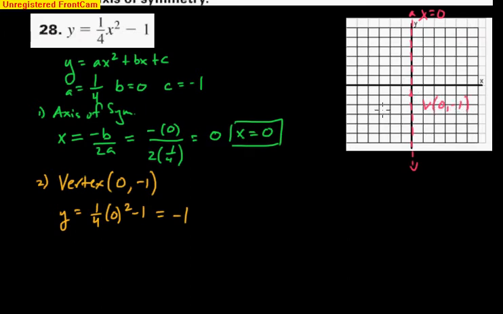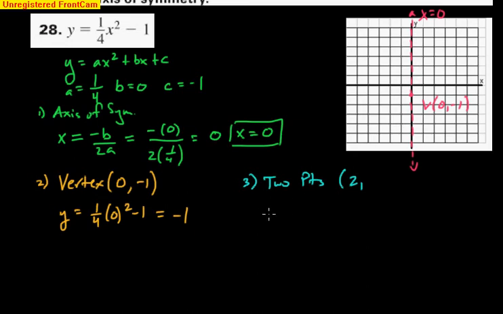0, -1. And now I need to find 2 other points. That's the third step here. Get your 2 other points. And to do that, we're going to choose an x value. Now, this axis of symmetry is 0, so I want to pick 2 to the right or 2 to the left. Well, 2 to the right of 0 is 2. So I'm going to pick an x value of 2.